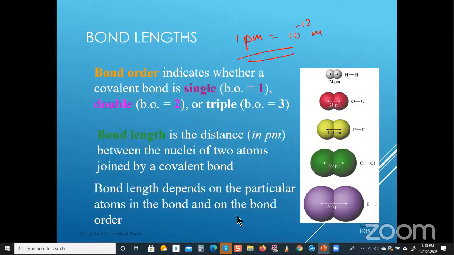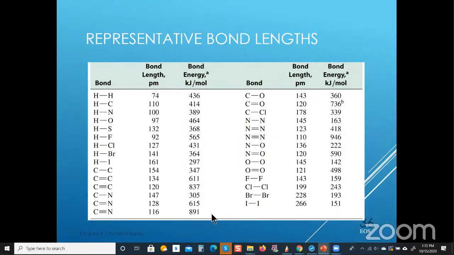Now, it turns out that the bond length is a function of a couple of things: the nature of the atoms in the bond and the bond order. We're going to look at how the bond length is affected by those two things. Here we have a table. This table gives you different types of bonds and their bond lengths and their bond energies. I don't think we'll have time to talk about that today, so that will be taken up in the next class. For now, we'll be focused on the bond lengths.